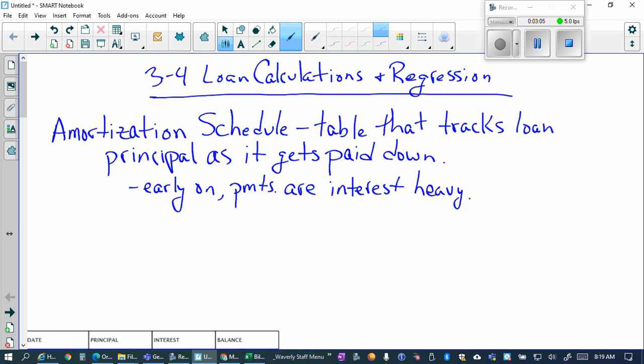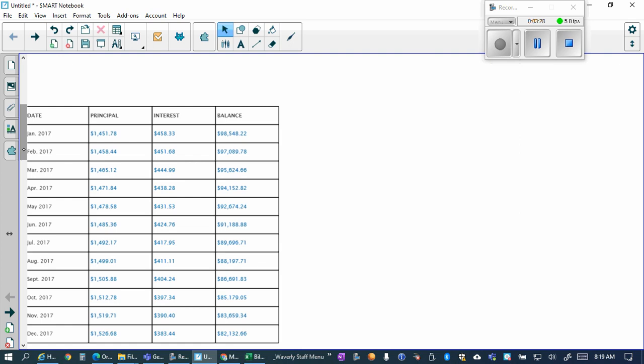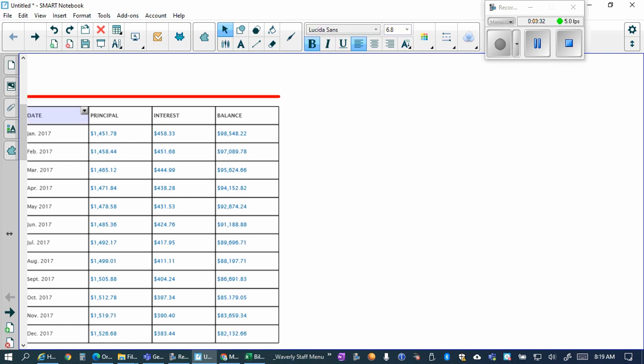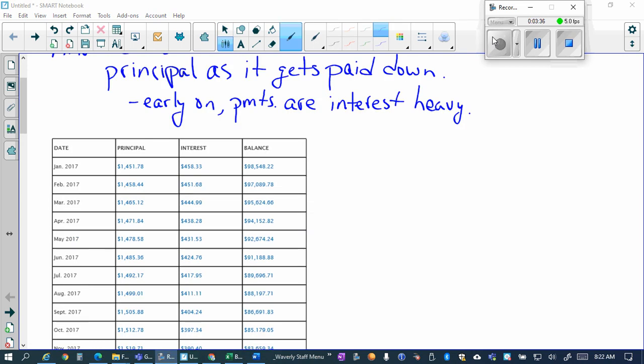So the payment stays the same, right? And the components that make it up start to change as you pay the principal down, okay? And so again, later on, most of your payment is principal reduction. So if we take a look, let me bring this table up here. Anyway, look in your book on 173.